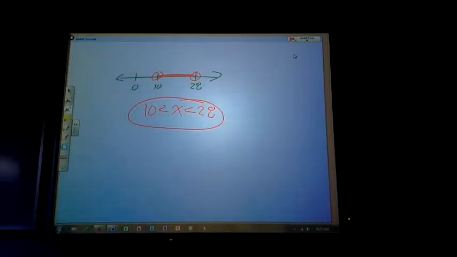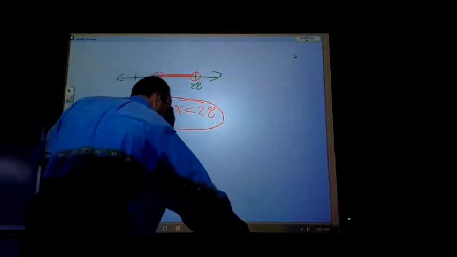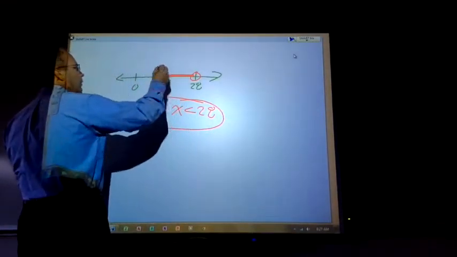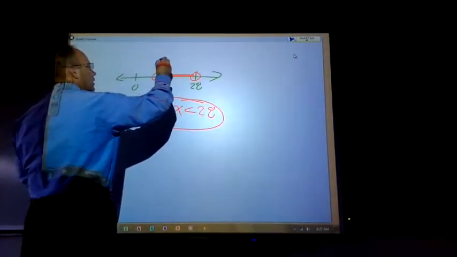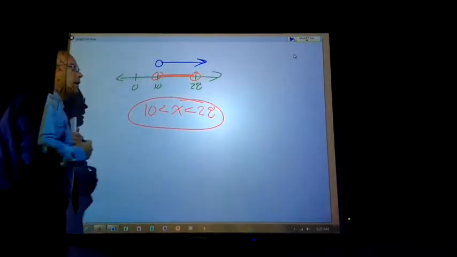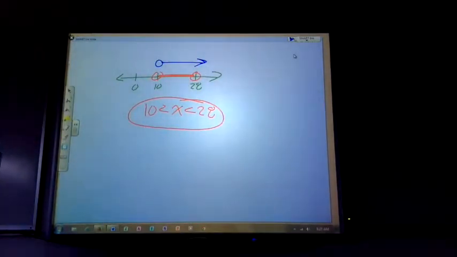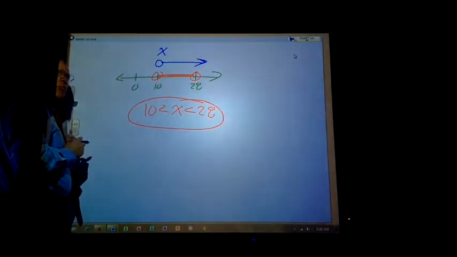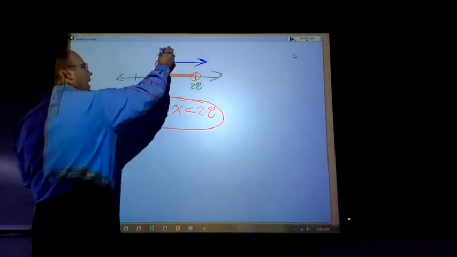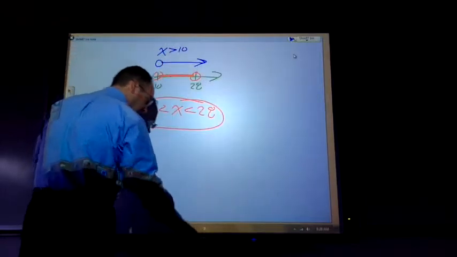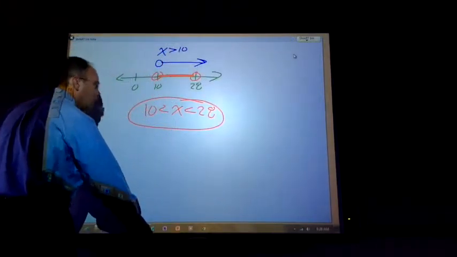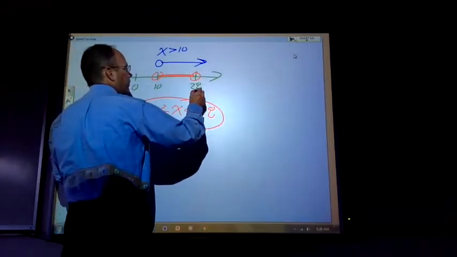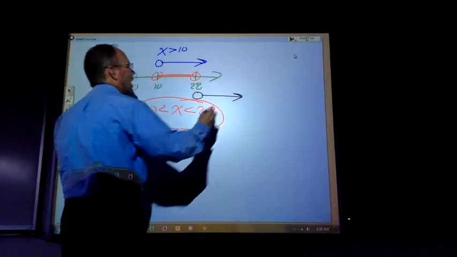Okay, so let's do this a little part at a time. If I was just talking about that, how would I draw that? X is greater than or less than? Greater than 10. If I were to draw this one, how would I write that one?